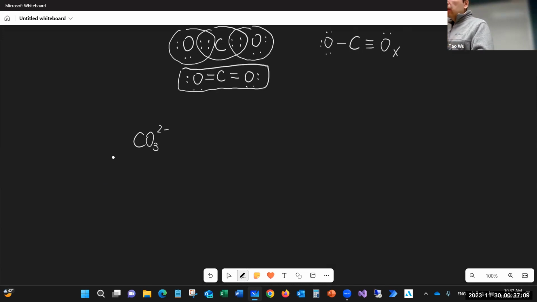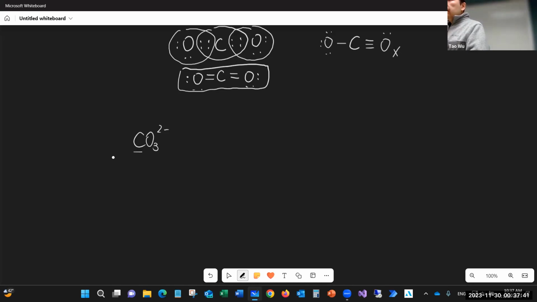You see, they have carbon and oxygen. This is a non-metal plus non-metal, so inside the CO3 they have covalent bonds. This still has covalent bonds, but it just has a charge. So you can also write a Lewis structure, something like that.